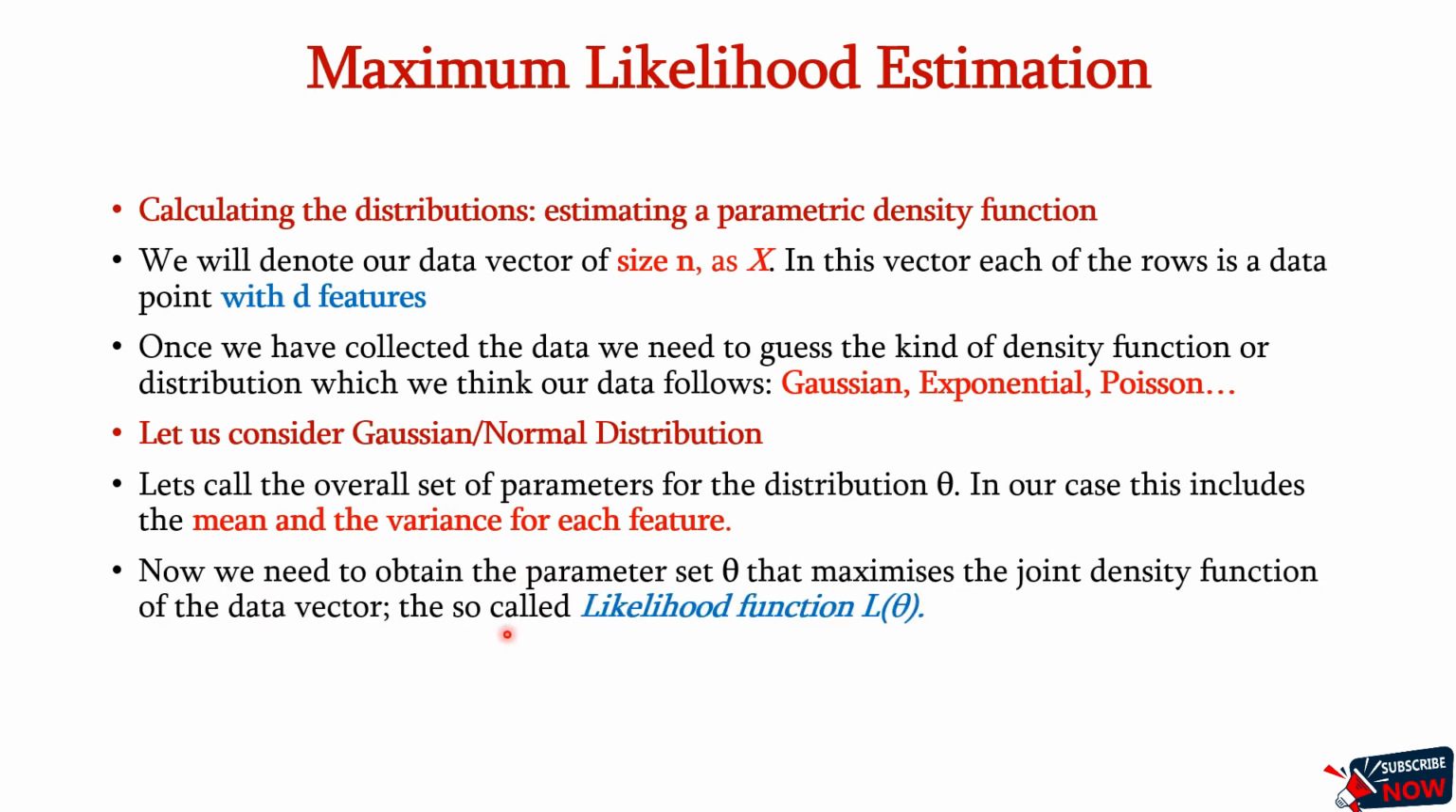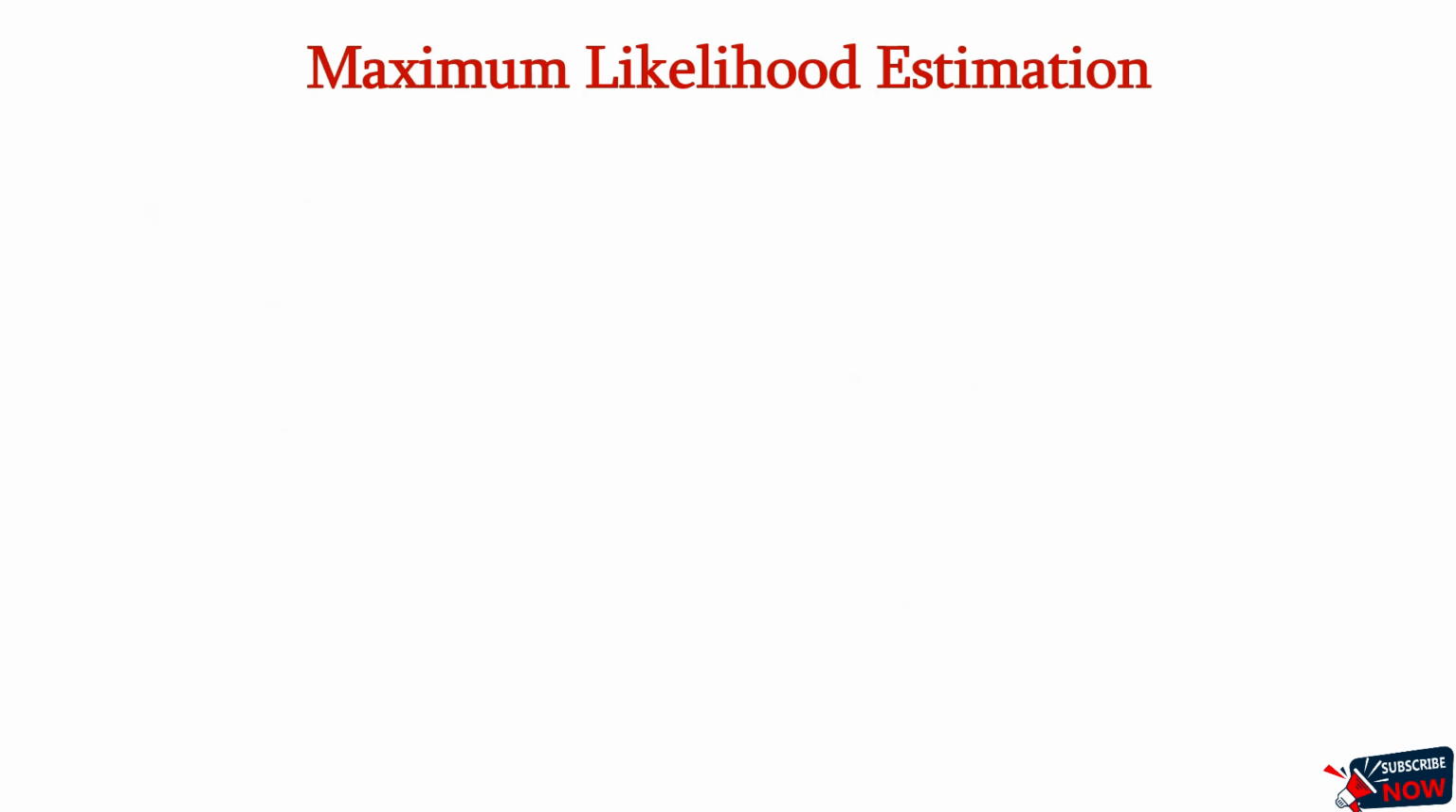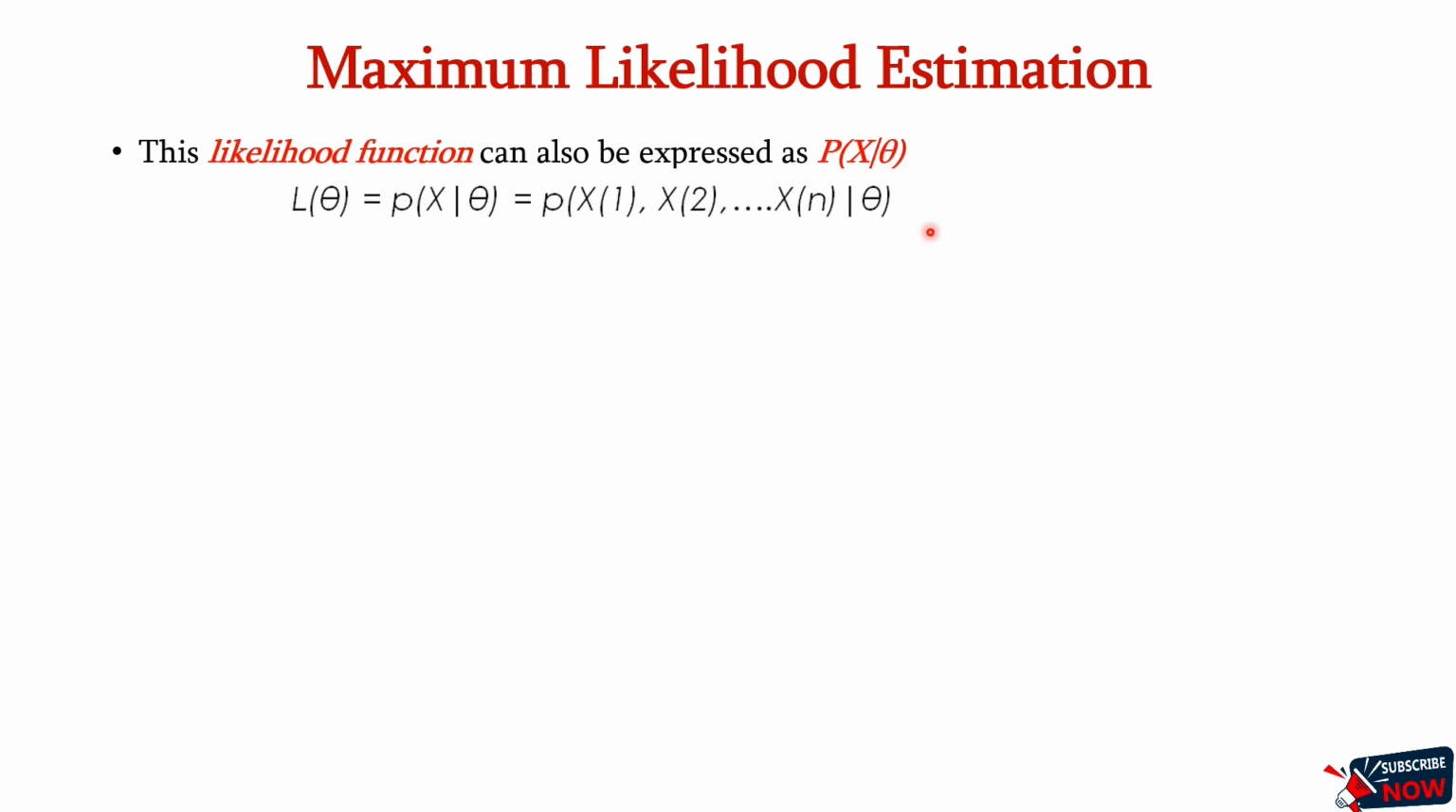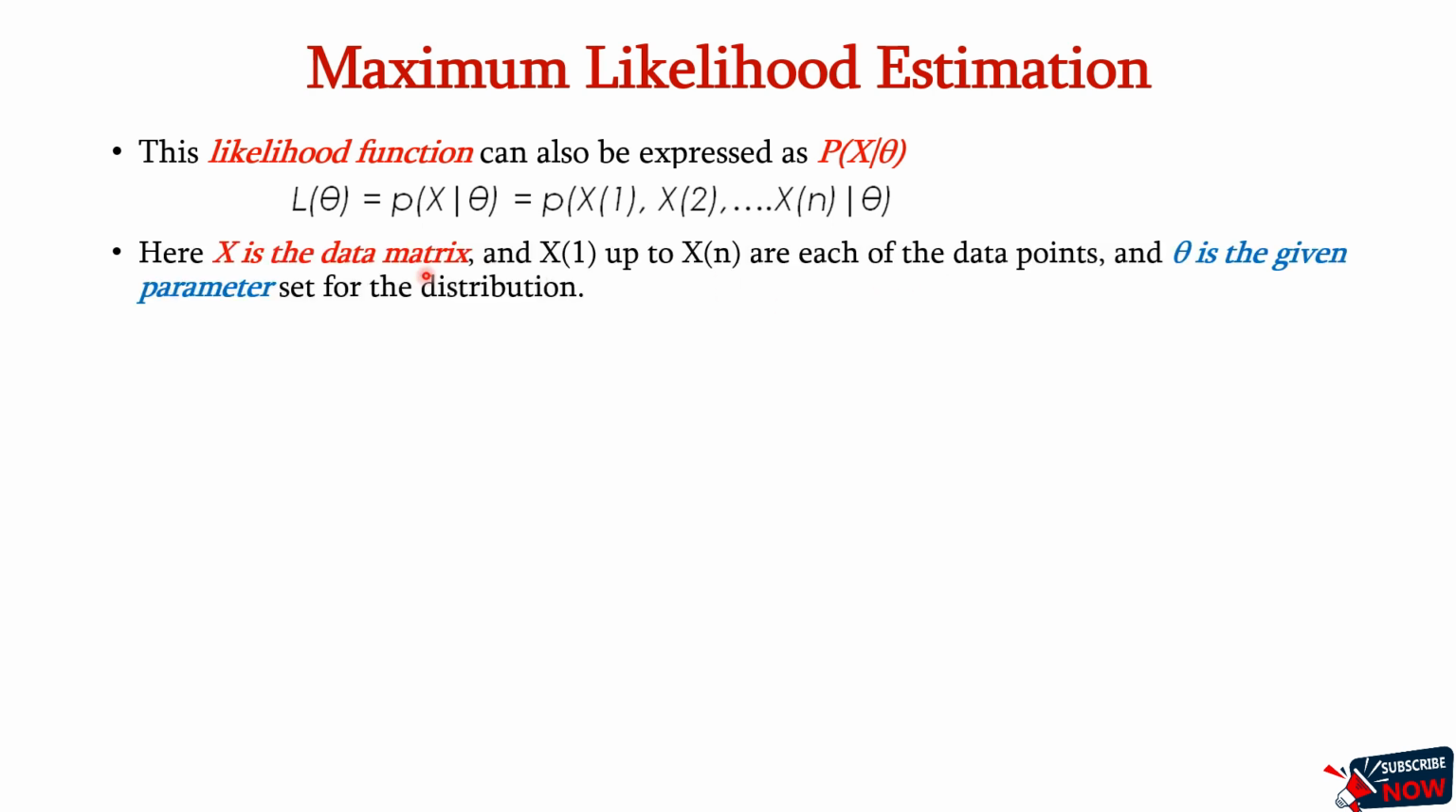Now we need to obtain the parameter set theta that maximizes the joint density function of the data vector, that is the likelihood function, written as L of theta. The likelihood function can also be expressed as P of x given theta, so L of theta is equal to P of x given theta, which is equal to P of x1 to xn given theta. Here x is the data matrix, x1 up to xn are each of the data points in the data matrix X, and theta is the given parameter set for the distribution.